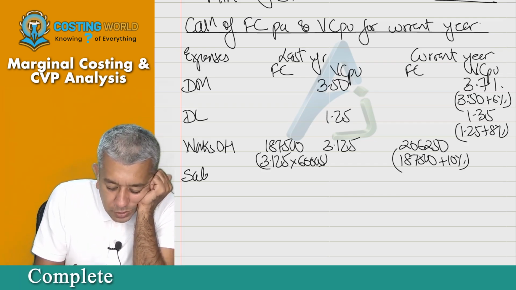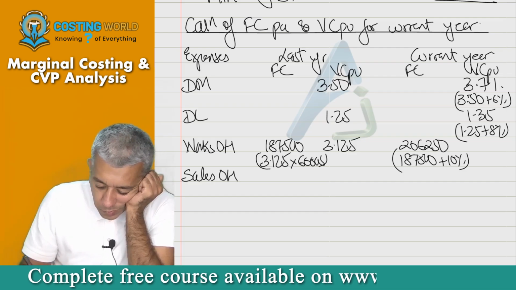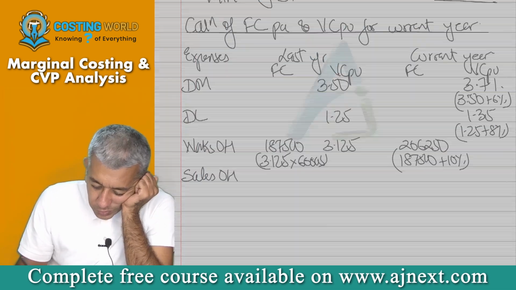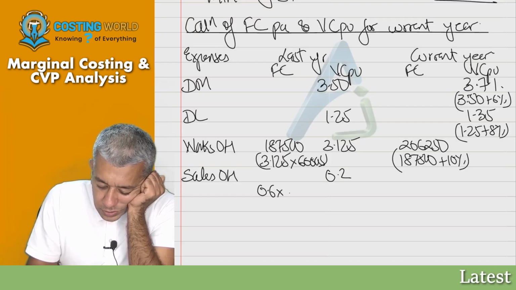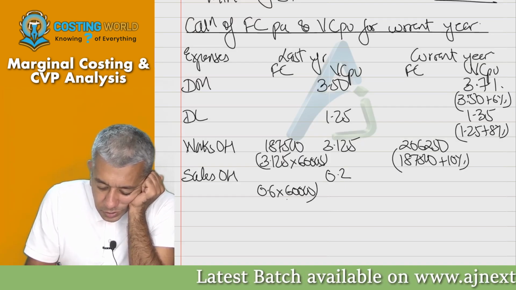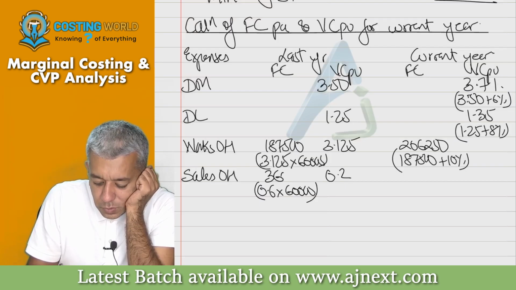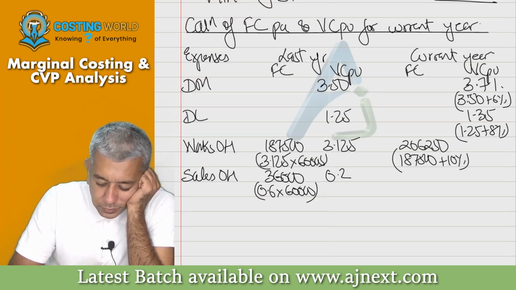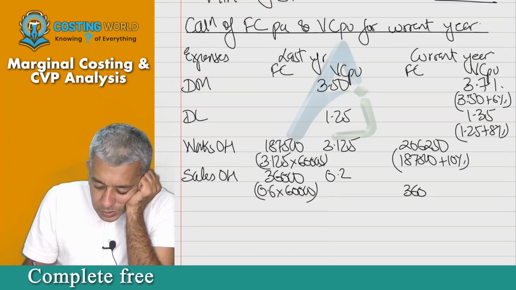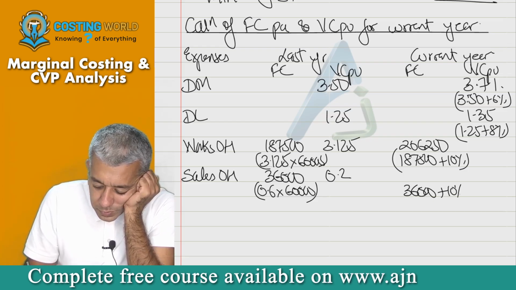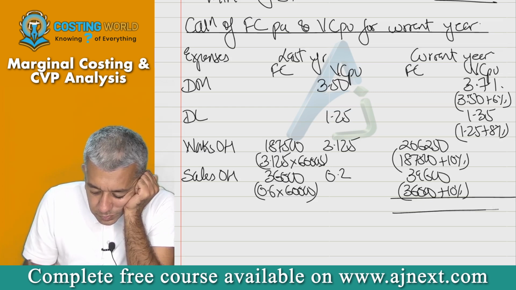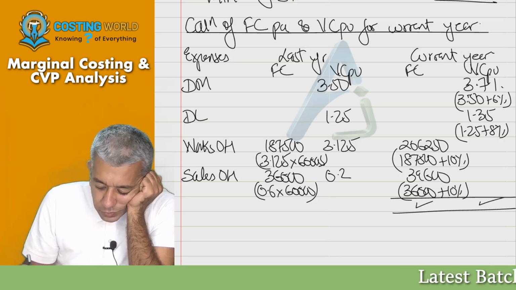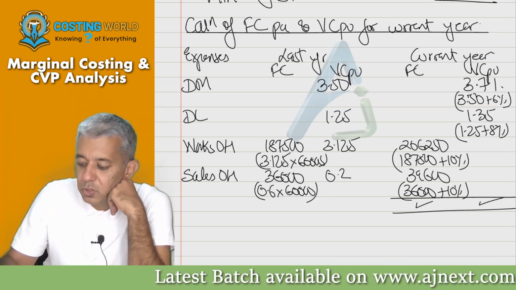Please do the same thing with sales overheads also. 25% is variable, 0.2. So 0.6 is fixed. That was based upon 60,000 units, 36,000. 36,000 increases by 10%, 39,600. Get both these figures, put that in the above table, and finish off your answer please.